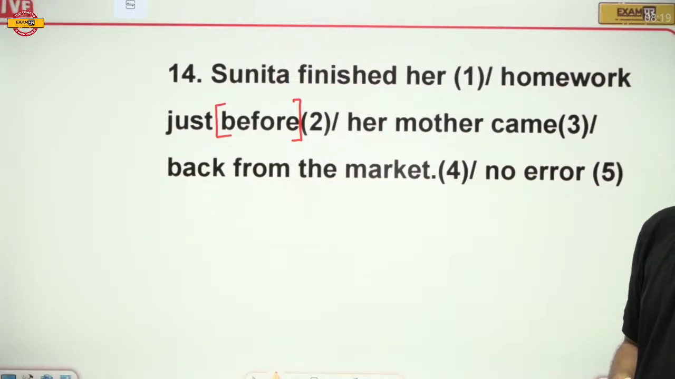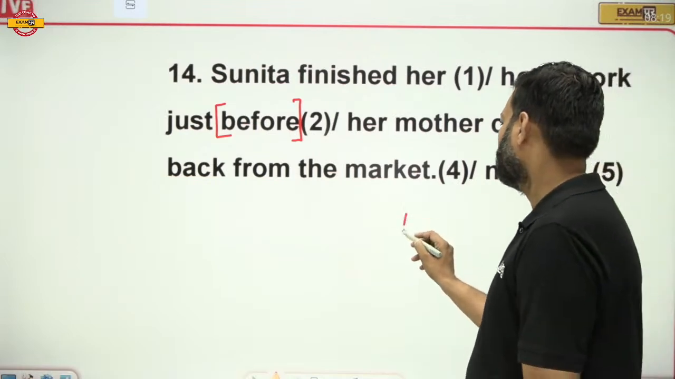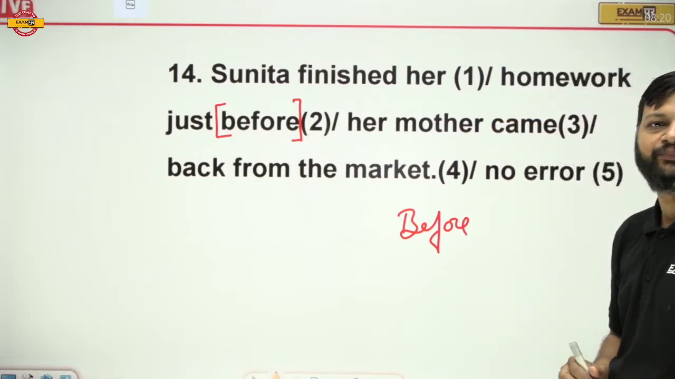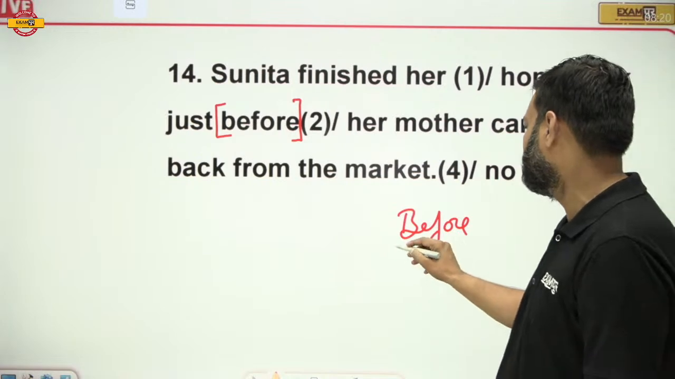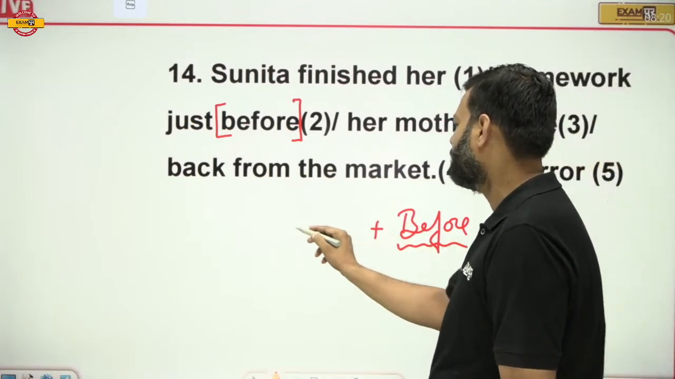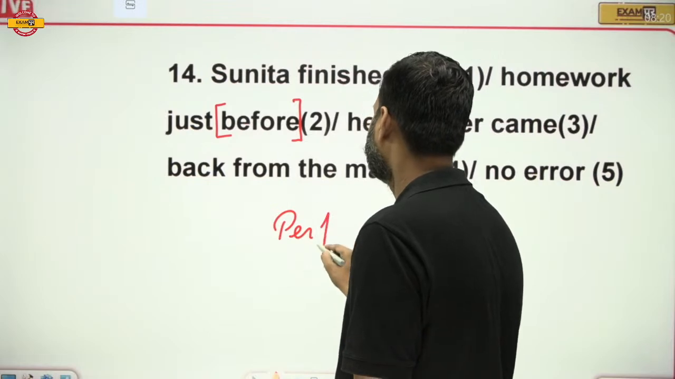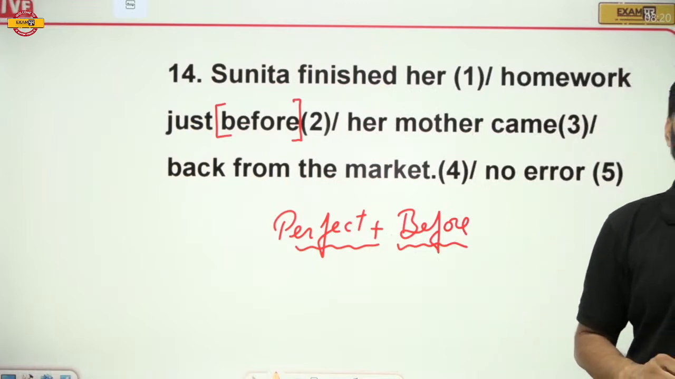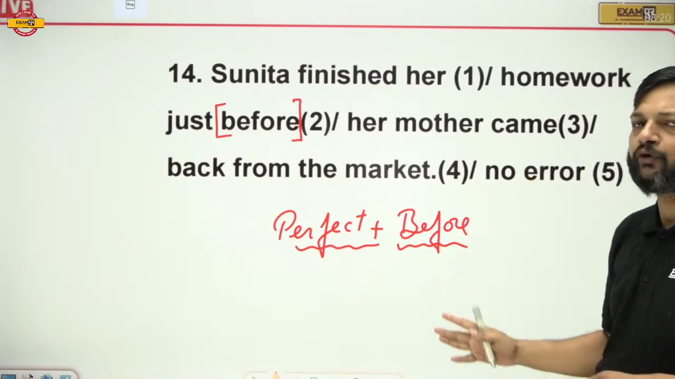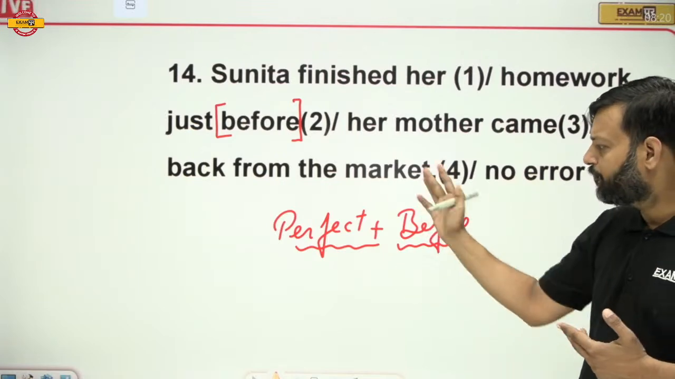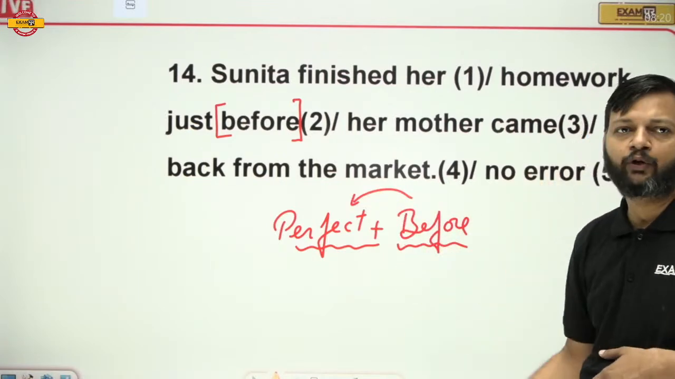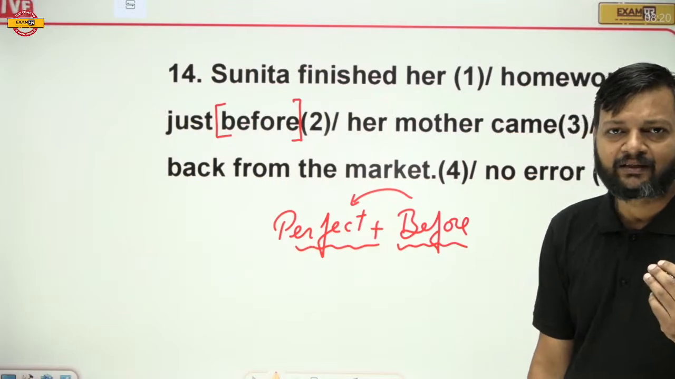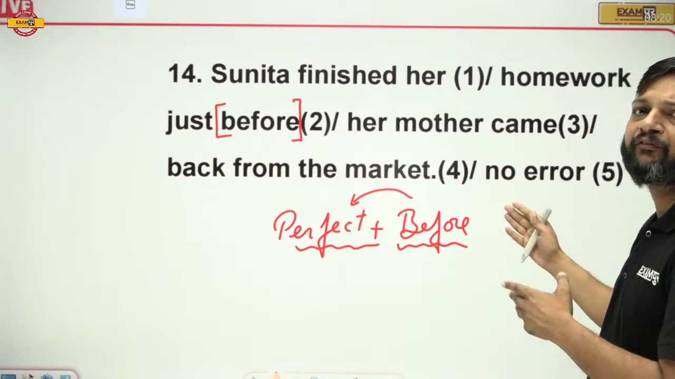Okay. So here we have the word before. And the rule with this word is very simple: wherever you find the word before, the clause before it must be perfect. Whenever you find the word before, which is a conjunction, the clause before it must be perfect. And one more thing, it doesn't matter whether there is a clause after before or not.